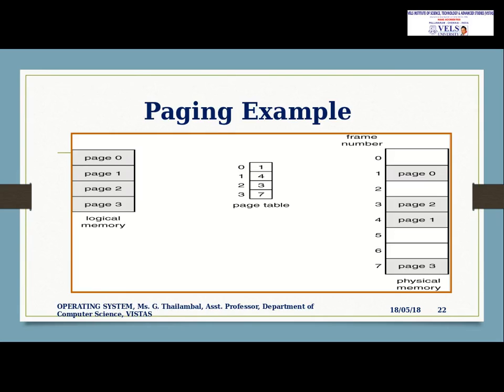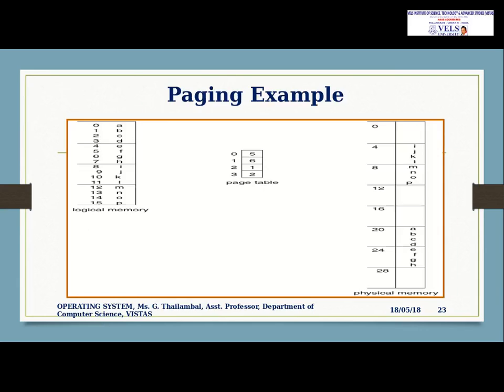Whenever the process is being stored inside the frames, it will update the page table. Only then can we use the page table for accessing those particular pages. So whenever a process comes, it will be divided into pages and a page table will be created. For every corresponding page, it will find empty space in the physical memory, allocate the page in the physical memory, and store the frame number in the page table.